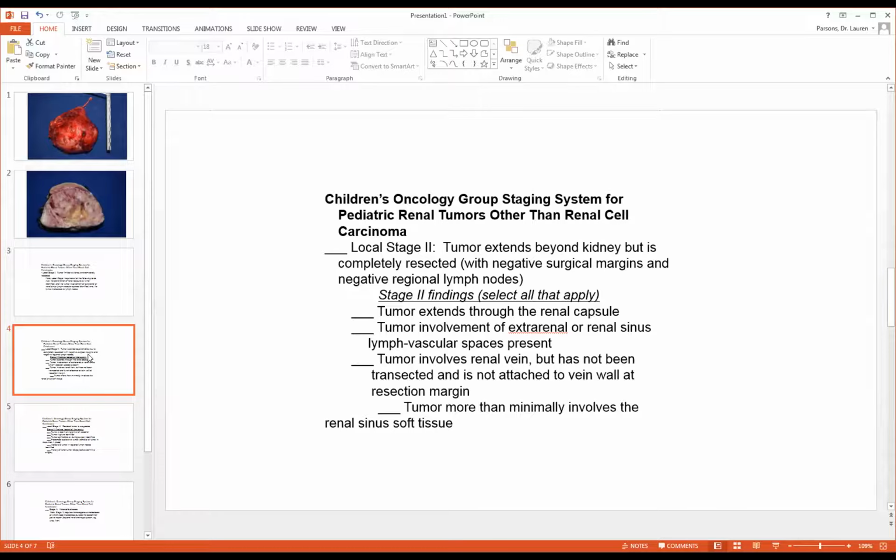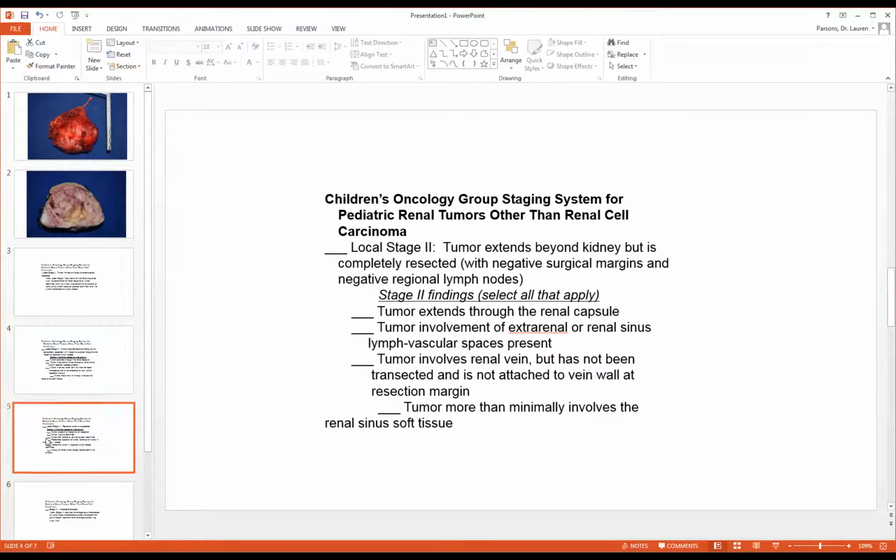Never, never, never strip a renal capsule in a pediatric renal tumor because it's important for staging. If you have involvement of the renal sinus, either the soft tissue that's in there, or within the lymphovascular spaces that are present in that renal sinus. If you have tumor in the renal vein, but it's not at the margin, that's also considered to be stage 2. And like I said, if it involves the renal sinus soft tissue, so-called more than minimally, again, not an awesome definition, but those are stage 2 tumors.